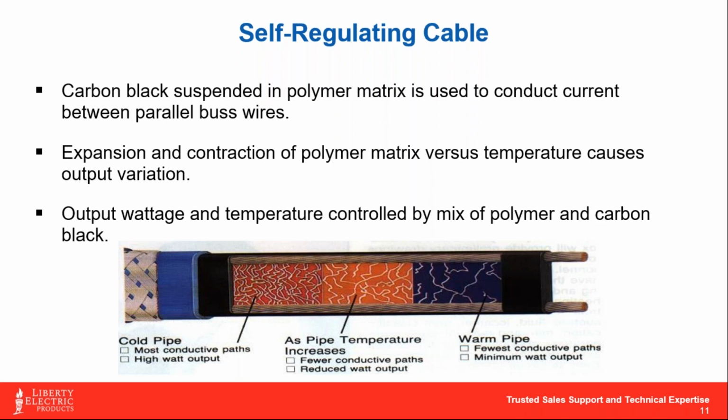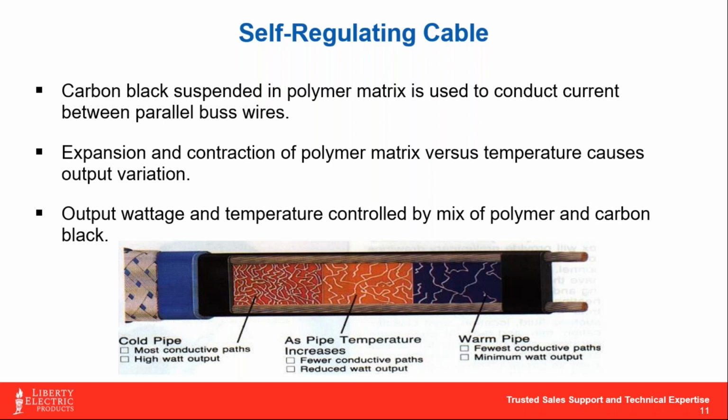And conversely, if you put this cable against, say, a pipe temperature of 120 degrees, as things do when you heat them up, they want to expand. In doing so, that carbon mastic wants to push the two bus wires further away from each other. And that's what throttles your cable back, or reduces the wattage or heat output.